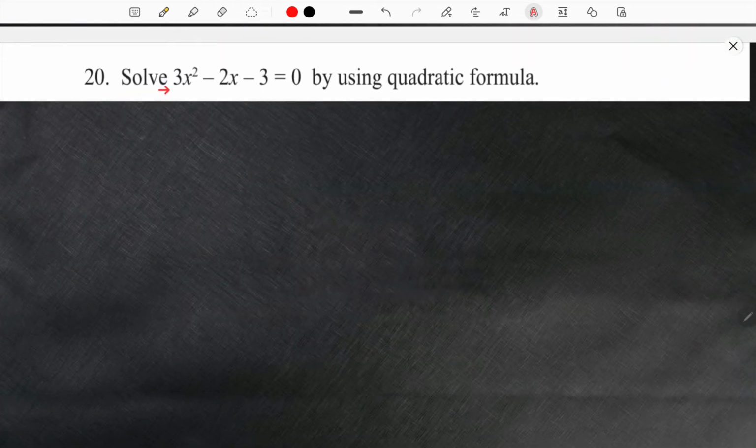20th question. Solve 3x square minus 2x minus 3 equal to 0 by using quadratic formula. Quite a simple question, very standard question. Every year this will be coming for sure. Alright, this year also it will come for sure.